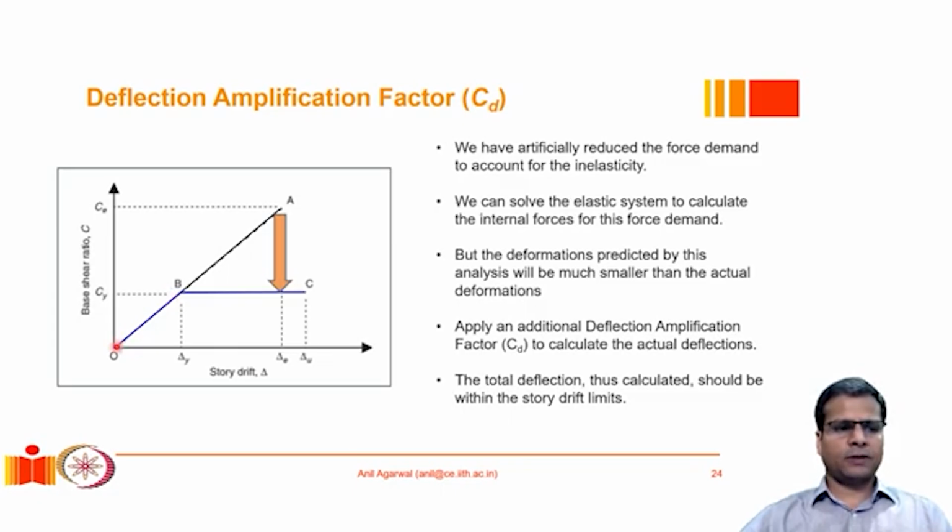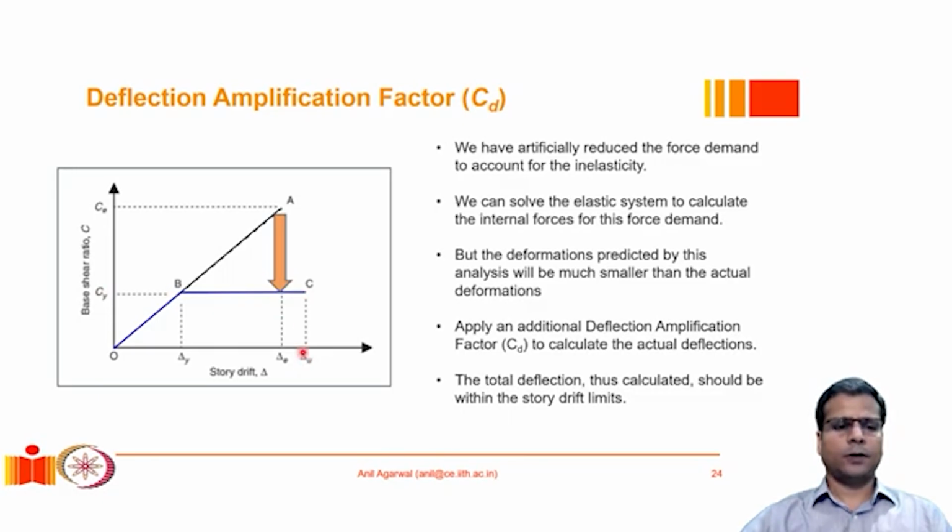So as we have discussed, for the linear system, if the system were to behave linearly and the full load was applied, the actual response would have been up to this point A, the corresponding force demand would have been CE, and the corresponding displacement demand would have been delta E. However, a linear elastic plastic system behaves in such a way that the maximum force demand is only CY and the maximum displacement demand could be delta U.